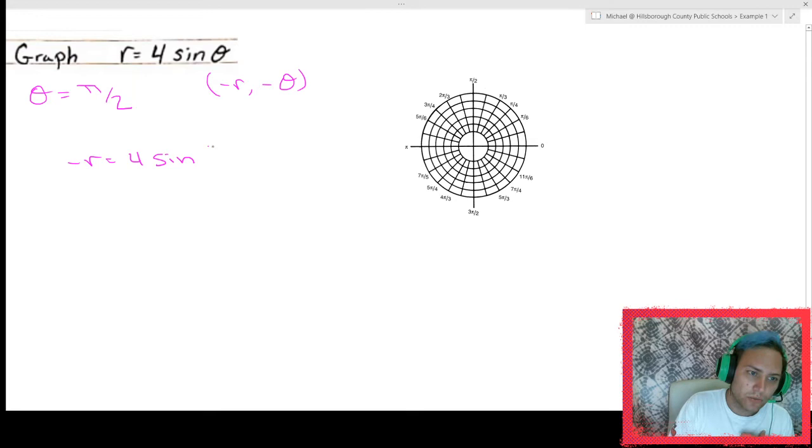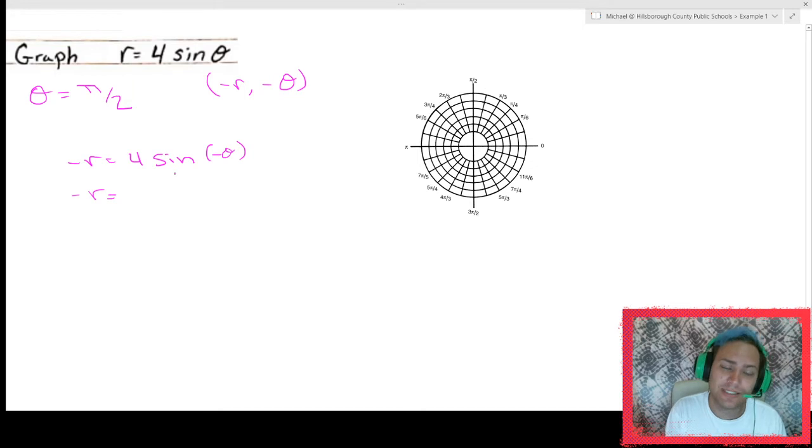Okay, we're going to replace that with negative theta. The negative r stays, but over here, we know that sine of negative theta is not equal to sine of theta. As we did in those first notes, sine of negative theta is equal to negative sine of theta, because it's an odd function. So we're going to just change that.